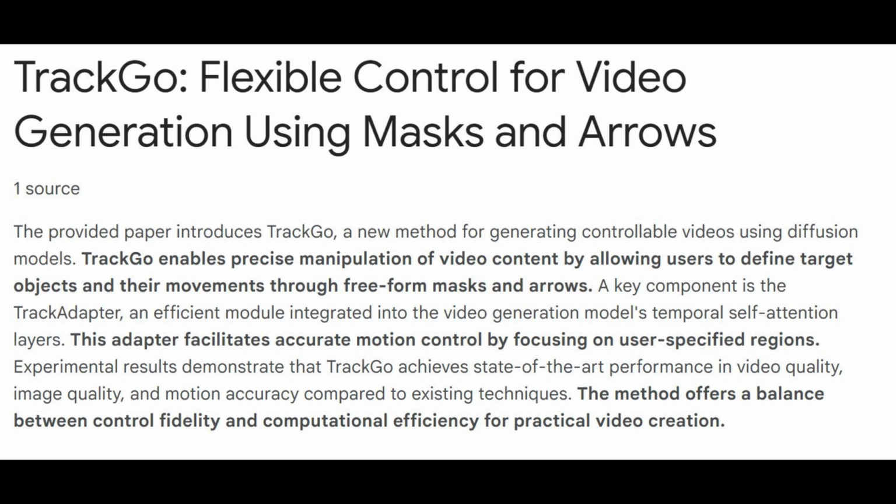But you've convinced me on the technical side. Can you give me some real-world examples of what this could be used for? Like, how would this actually change things for people who create videos? The possibilities are really exciting. Imagine video game developers, right? They could use TrackGo to easily animate their characters. Just sketch out a movement, and the AI generates the animation.